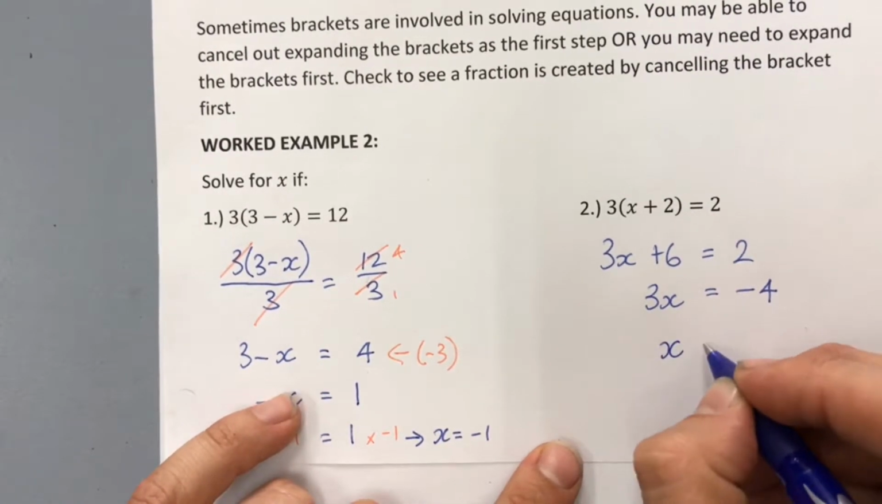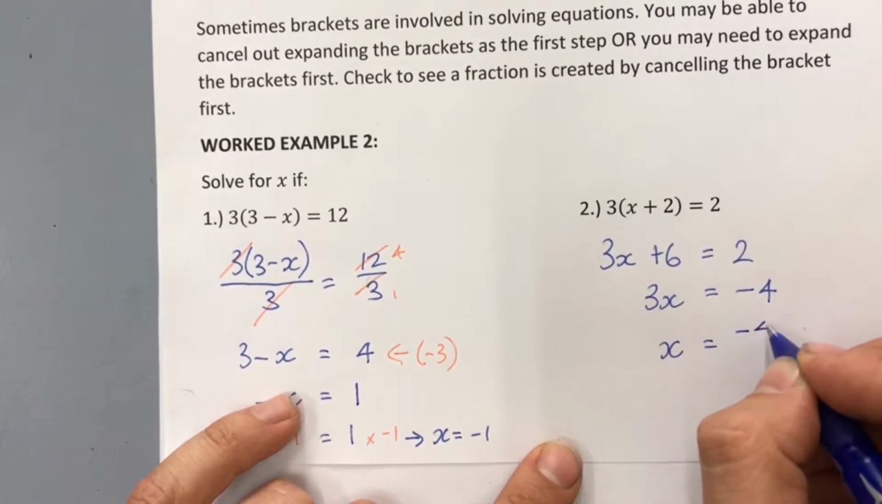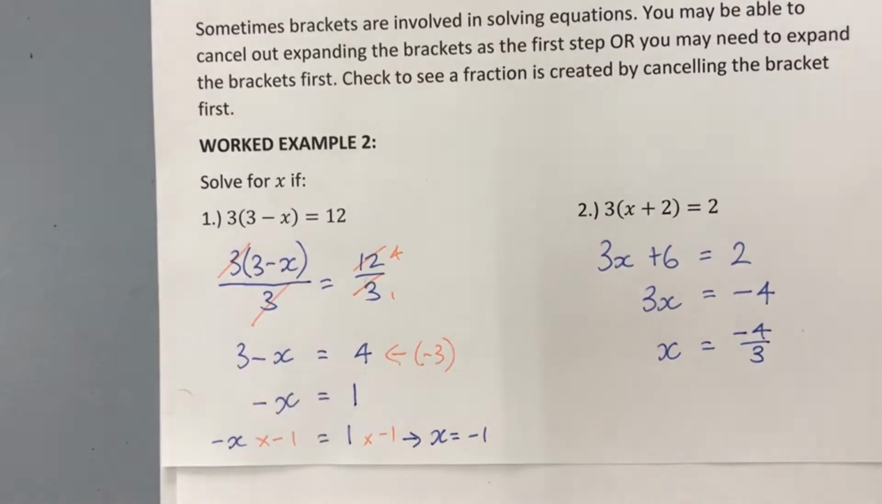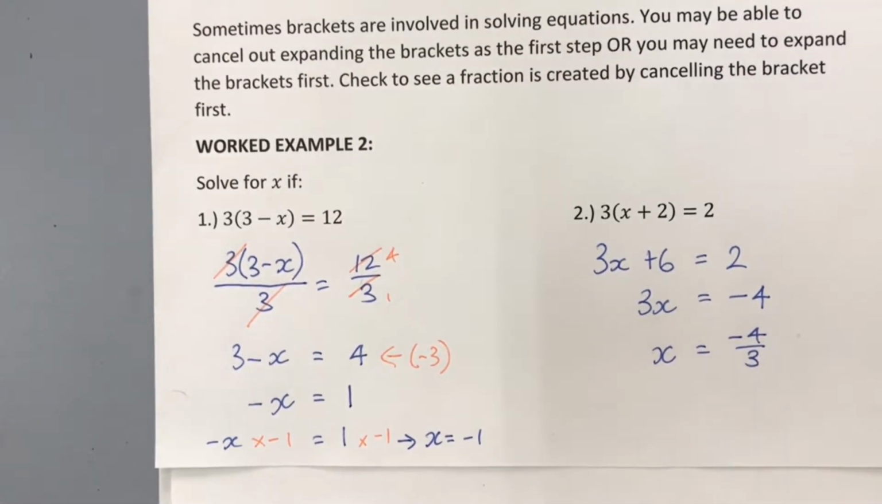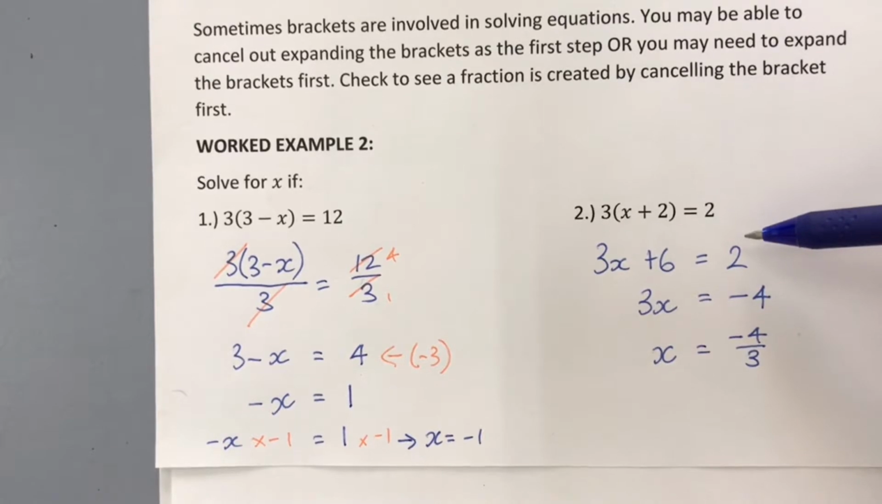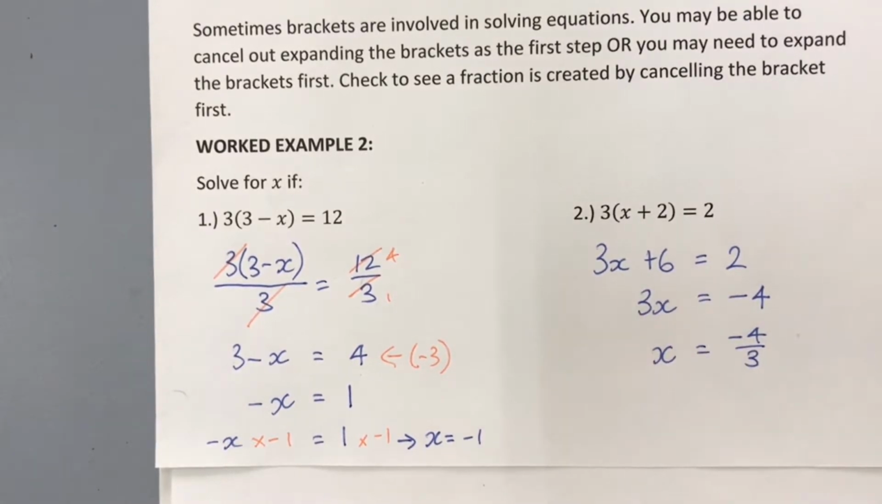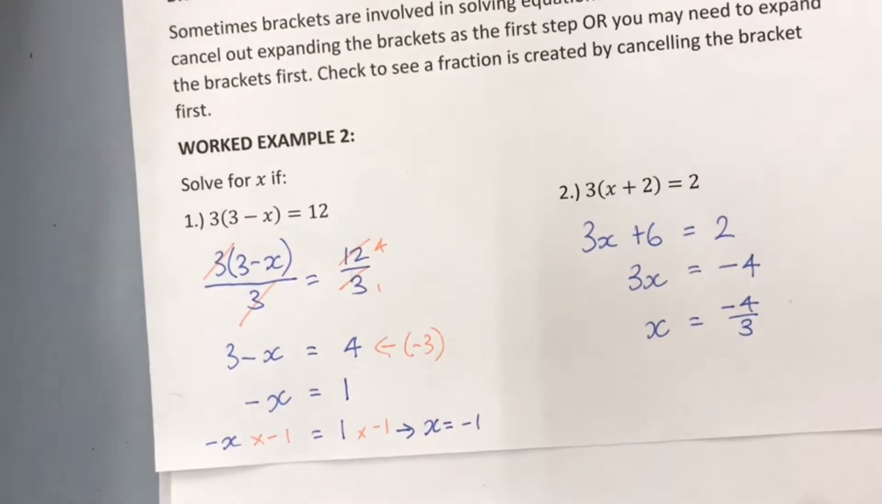3x divided by 3 gives us x. -4 divided by 3 gives us -4 over 3. Okay? A lot of these things are going to work out giving you fractions in the end, so don't get too stressed if you end up with a fraction at the end. It's much better to get a fraction on the last line of your working out than to have to work with it from the beginning. So if we can avoid fractions early on, that's always preferred.